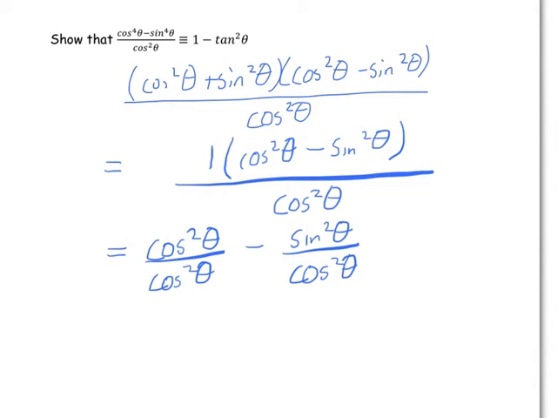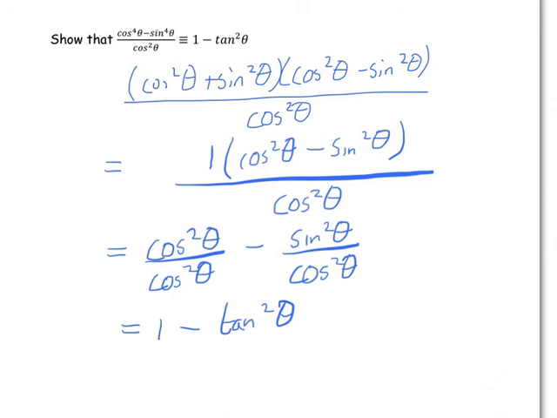Now we're very close to what we want, because we know that cos squared theta divided by cos squared theta must be equal to 1. And we know that sine squared theta divided by cos squared theta must be equal to tan squared theta, from tan theta equals sine theta divided by cos theta. And we've actually shown now that the left hand side is equal to the right hand side of the identity that was given to us.